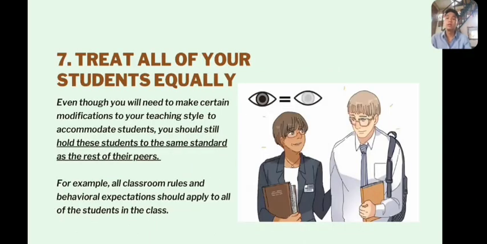Number seven, treat all of your students equally. Even though you will need to make certain modifications to your teaching style to accommodate the students, we should still hold these students to the same standard as the rest of their peers. For example, all the classroom rules and behavioral expectations should apply to all of the students in the class. We should avoid giving special treatment to any of them.